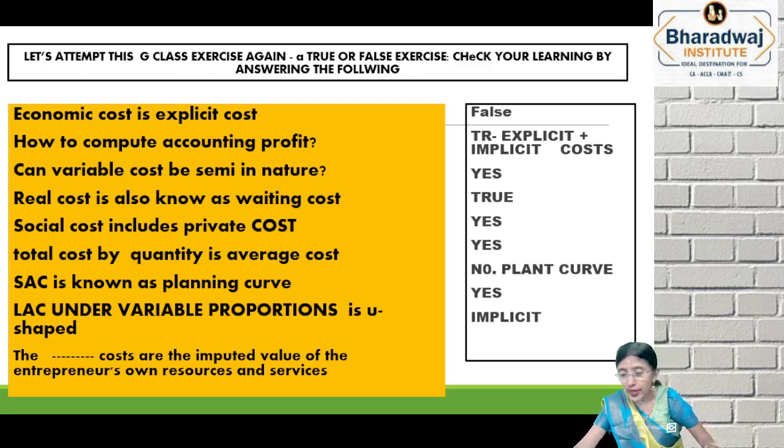Remember that. Okay. SAC is known as planning curve. No, definitely not. Even with the curves we have seen, it is the plant curve. LAC under variable proportion is U-shaped. Yes. See, what we saw was LAC under constant returns, where we saw how was the curve? Straight line, isn't it?